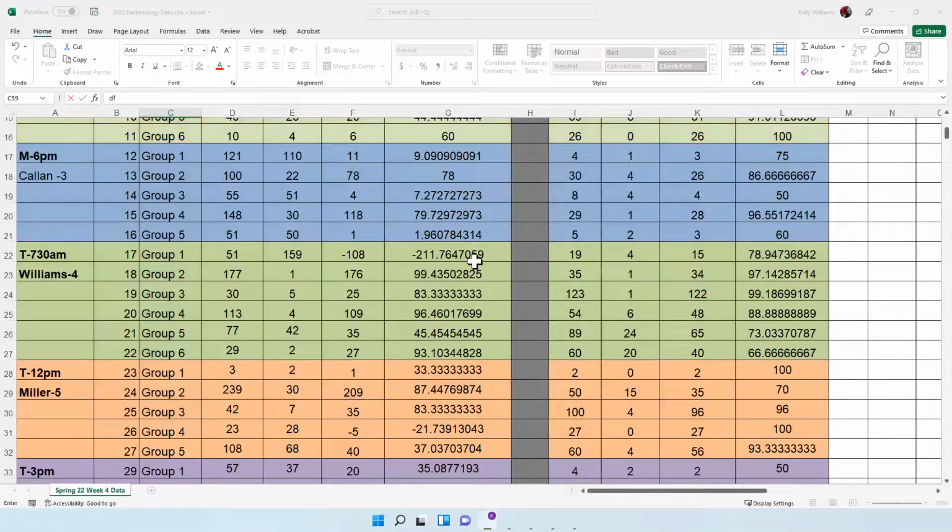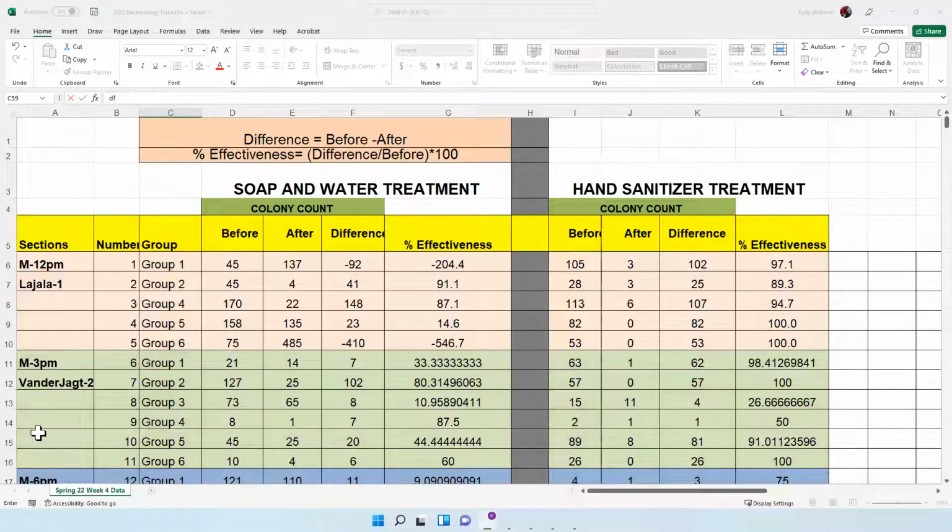When you look at the sheet here, you will be able to see the different sections, the numbers, the groups. Ultimately, we don't care about any of this, right? It's just our way of organizing it, but really what we care about is we have a before count and an after count of colonies for the soap and water treatment. We have a difference that's calculated there. Notice that the only negative numbers are ones that had a higher after count. So these are probably pretty significant outliers.